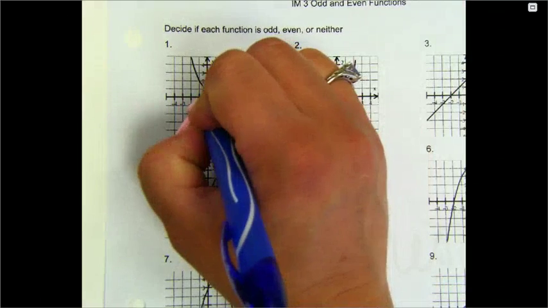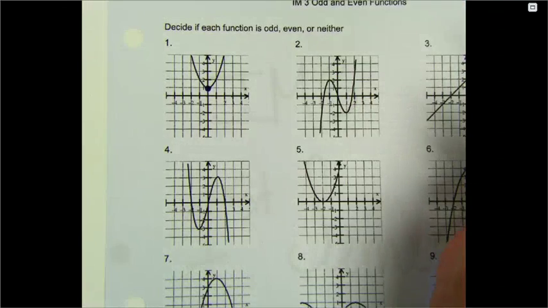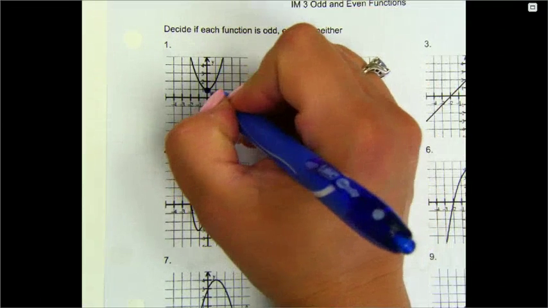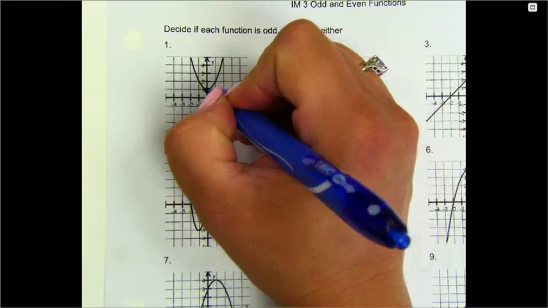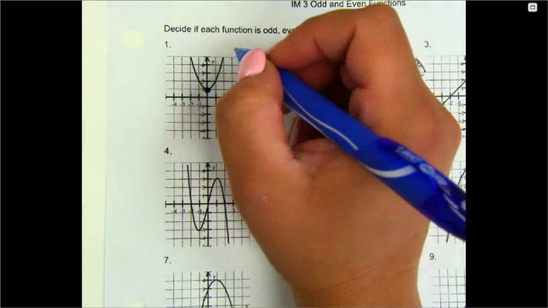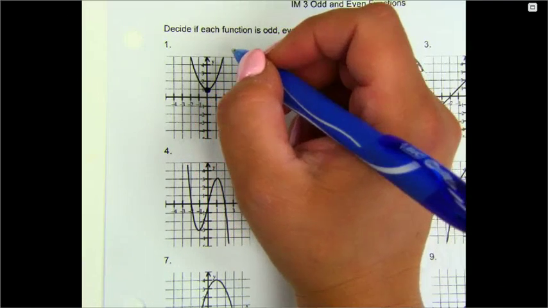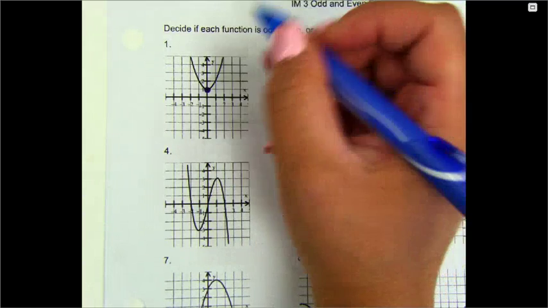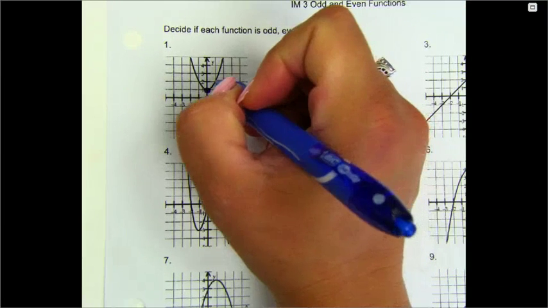Why is it even? Goes through the y. It has to be on the y-axis. Is it on the y-axis? Yes. Do I find a point that's reflective? Can you find a point? What point is that? 1, 2.